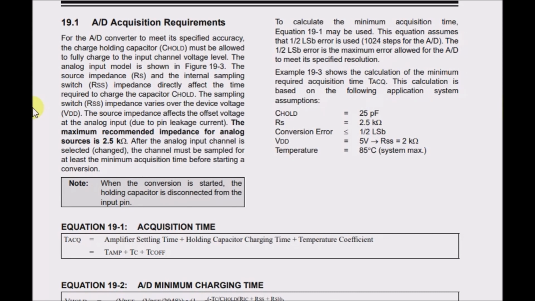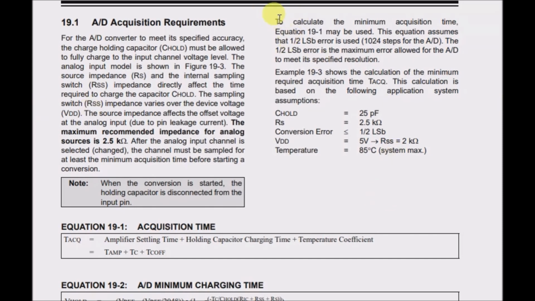The source impedance affects the offset voltage at the analog input due to pin leakage current. The maximum recommended impedance for analog sources is 2.5 kiloohms. After the analog input channel is selected, changed, the channel must be sampled for at least the minimum acquisition time before starting a conversion. Note, when the conversion is started, the holding capacitor is disconnected from the input pin.